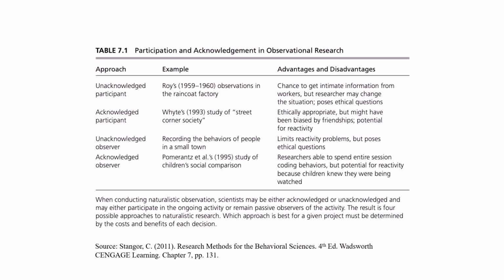Now, this is basically the broad picture. Unacknowledged participant: we have Roy's example. He was unacknowledged; he did not tell people that he was observing. Acknowledged participant: we will talk about White's study of street corner society. White wanted to study a particular kind of society, and he went there and told people, okay, I am observing you and I am making some notes.